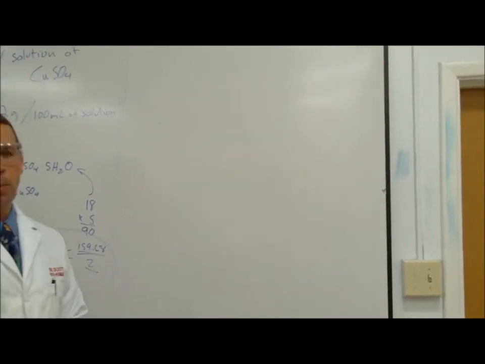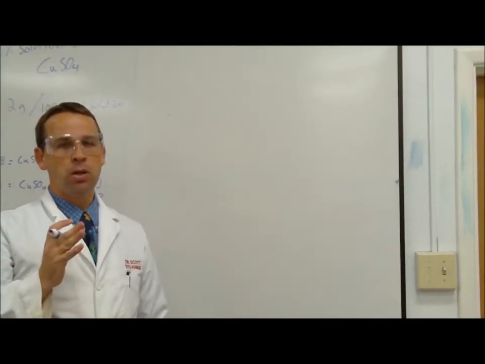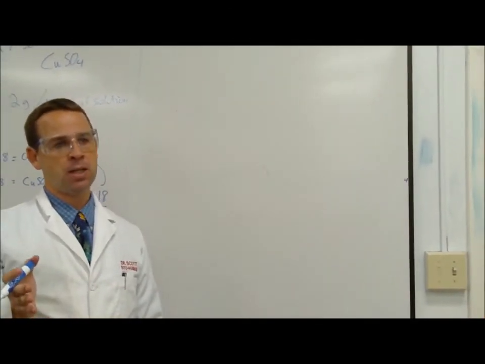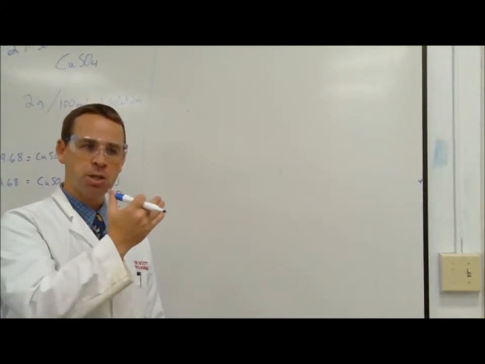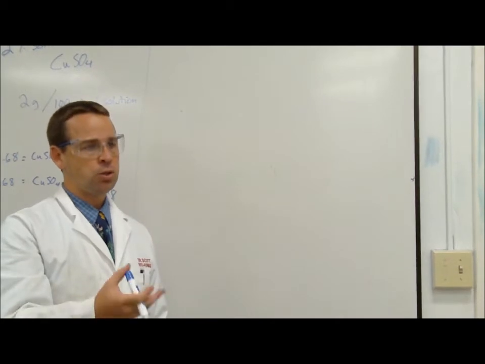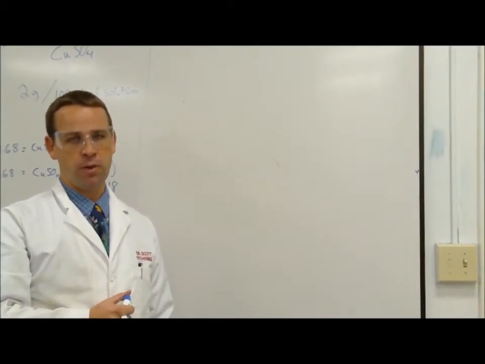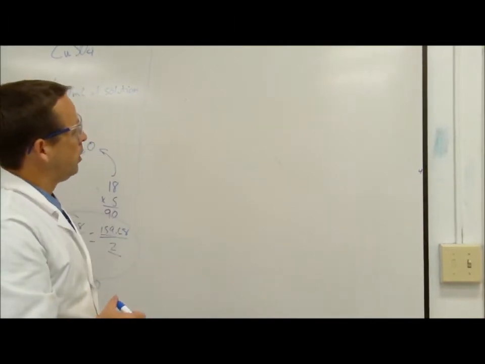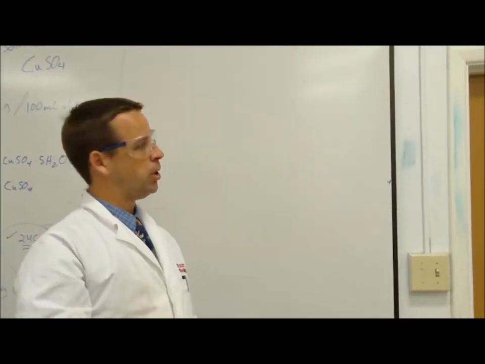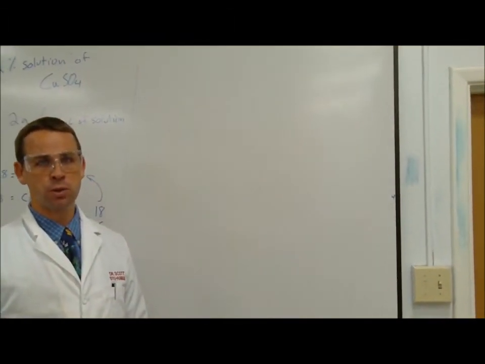Okay, again, a part per million solution. Why do we call it a part per million solution? It's called a part per million because what it refers to is parts of solute, what's being dissolved in the solution, to a million parts of solution. Now, how do we get a million parts of solution?